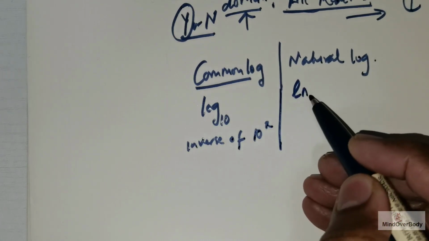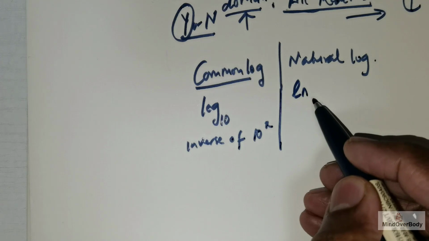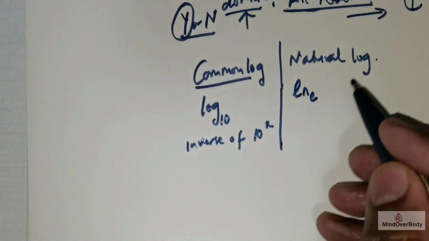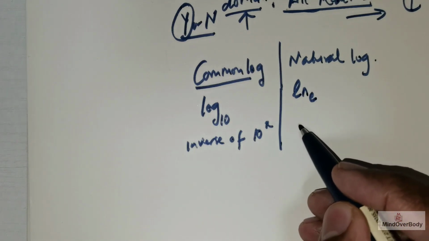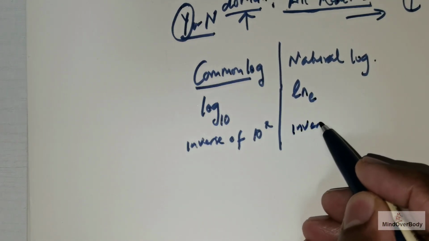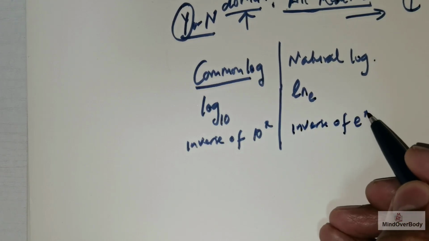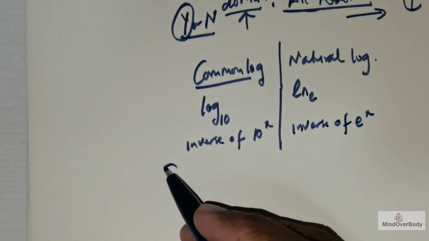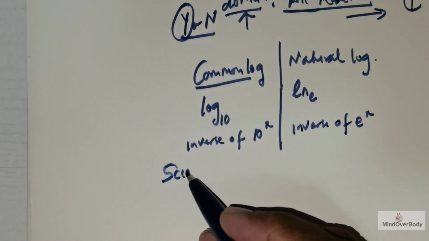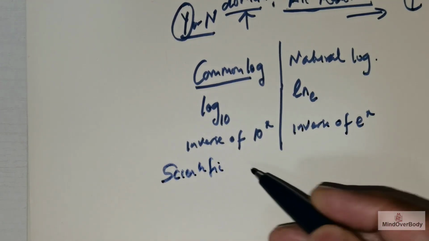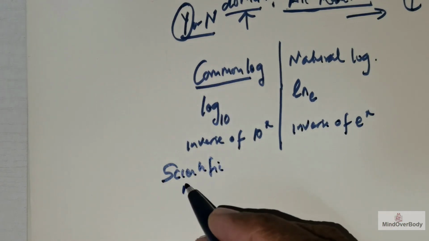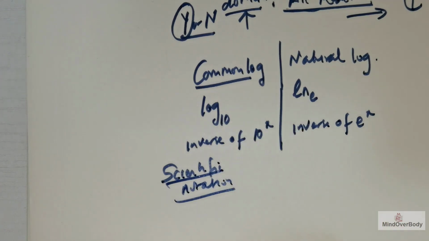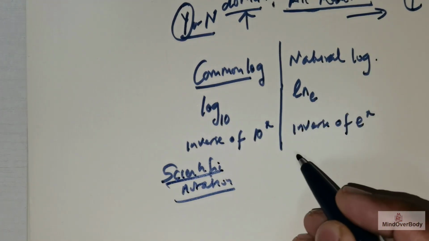Now coming to the natural logarithm, what are those? They are represented by ln and they are actually base e logarithms. And what are these base e logarithms? They are actually the inverse of e raised to the power x. Now where do we find applications of the common logarithm? Most of the time in scientific problems or when dealing with scientific notation. That is when you will be using common logarithms.